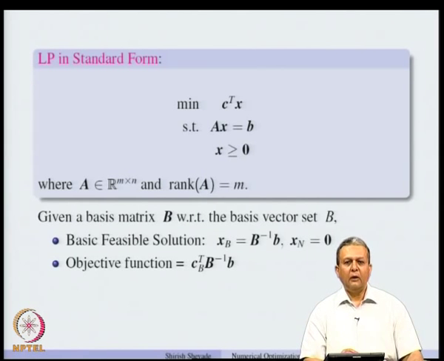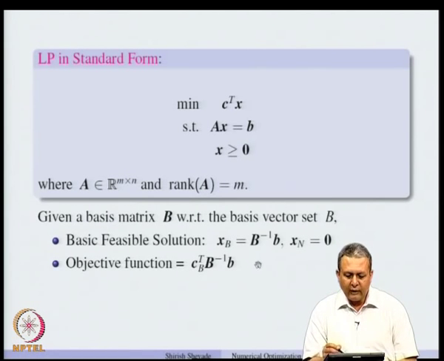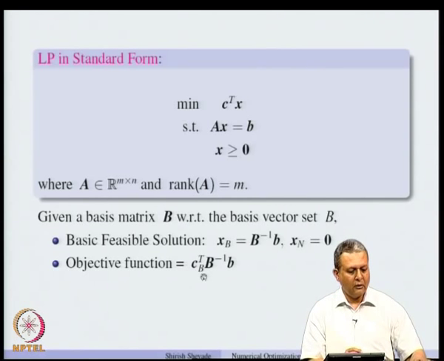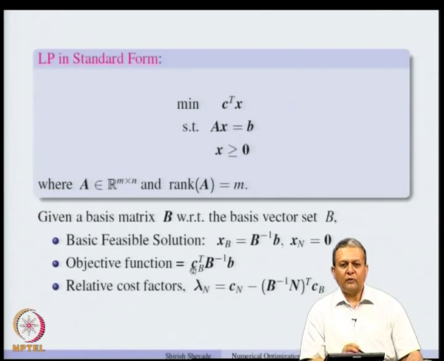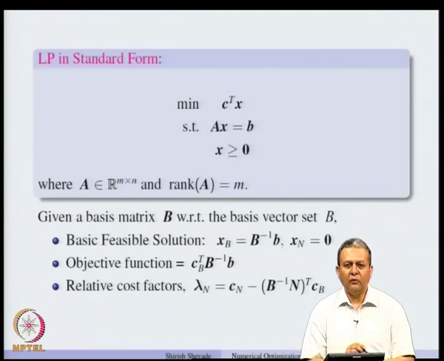Now, we know that the objective function value is CB transpose B inverse b because xn is 0. So, Cn transpose xn is 0. So, at a basic feasible solution, CB transpose B inverse b gives us the objective function value. Then the relative cost factors corresponding to the basic variables are 0, and the corresponding cost factors for the non-basic variables are Cn minus (B inverse N) transpose CB.